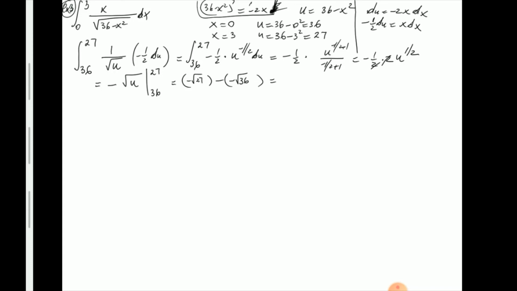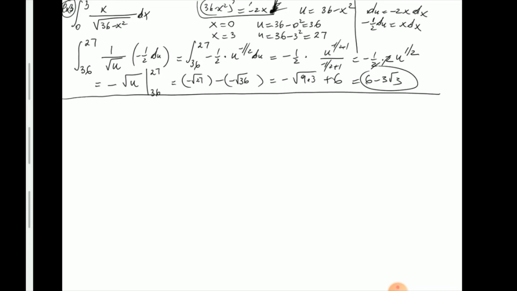Minus root 27. If you want to simplify it to make it look like the previous answer, think of 27 as 9 times 3. Root 36 is 6. When you take the square root of 9, that's going to be 3. And so this becomes 6 minus 3 root of 3. So don't rush with trigonometric substitutions if you could do the problem using a faster method. Let's move on with another example.